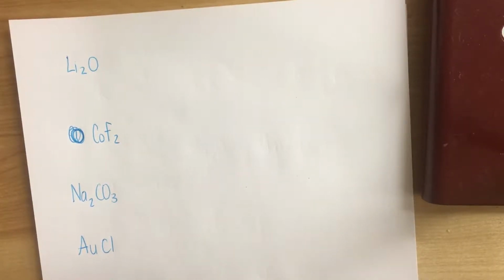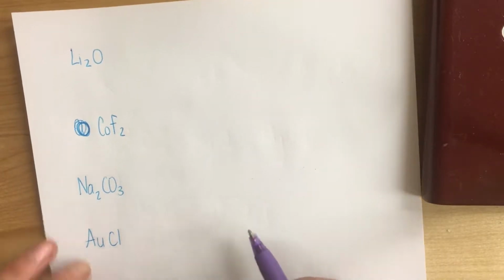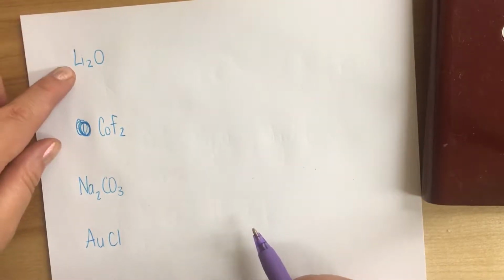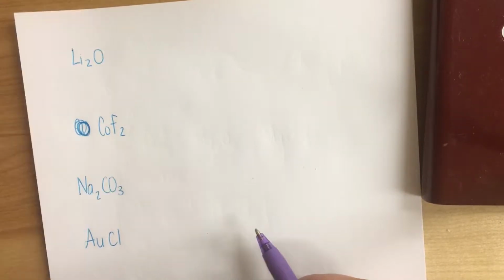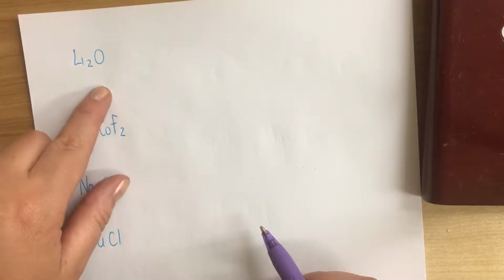Hey guys, today we're going to do some practice with naming ionic formulas. So let's take a look at the first one here. I have Li2O. So my first job is to look up the names of each of the elements that I have. I have lithium and I have oxygen.